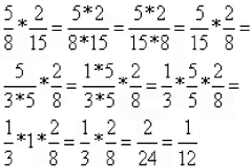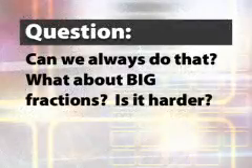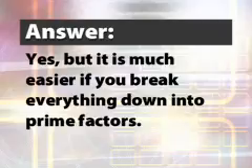Now even though we get our answer using that method, it is not the best way. The best way is the last method. Here we notice that 5 will go into 15 and 2 will go into 8, leaving us with 1 times 1 for the numerator and 4 times 3 for the denominator, which of course is 1/12. So the question becomes, can we always do that? The simple answer is yes, but it is easier if you break everything down into its prime factors.